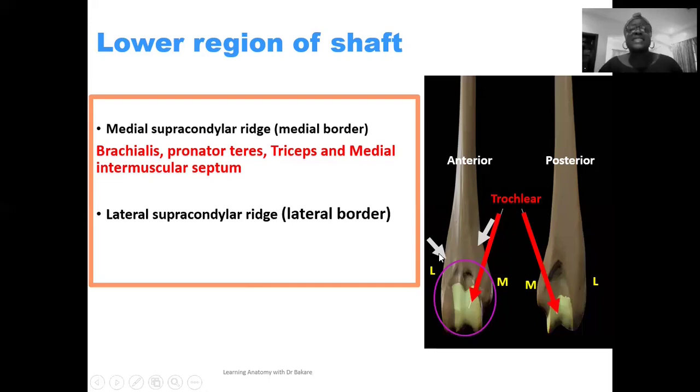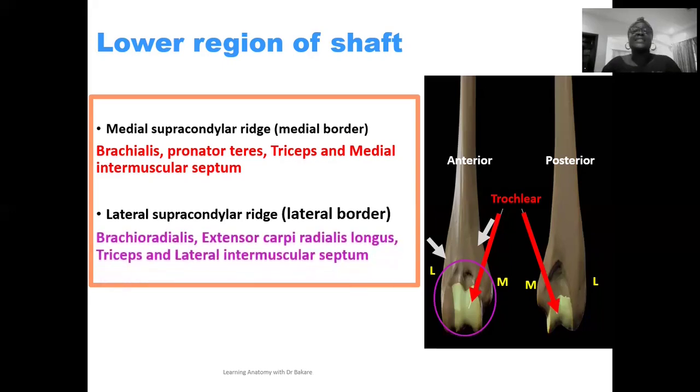This ridge is also created for the attachment of muscle, just as the medial supracondylar ridge presents. And we have a number of muscles connected to this region. These muscles include the brachioradialis, the extensor carpi radialis longus, and also the triceps brachii muscle. It is also seen to connect with the lateral aspect of the intermuscular septum. Remember, we said that the intermuscular septum separates the muscles in the arm region into the anterior and the posterior compartment. So you have the lateral region of this intermuscular septum also connecting to the lateral supracondylar ridge.